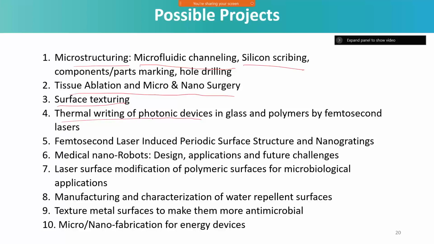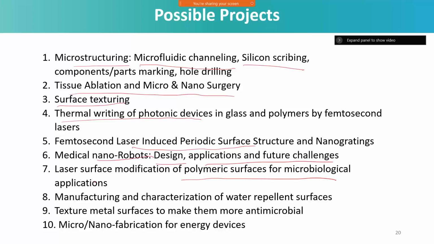again surface texturing, thermal writing of photonic devices in glass or polymer, femtosecond laser induced periodic surface structure. Already we have done some work on this. It's called LIPSS, by which you can alter the reflectivity or absorptivity of the material, and we have worked on this particular topic on a silicon wafer. And medical nano robots, what is the design, application, future challenges, and laser surface modification of polymeric surfaces for microbiological applications.